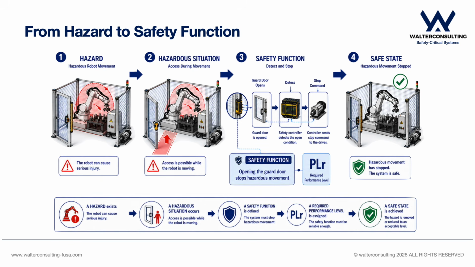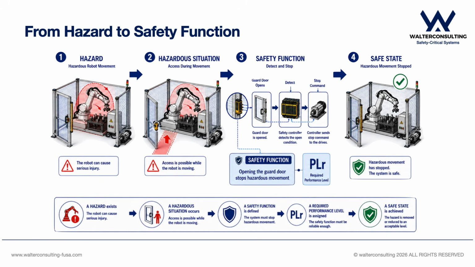To understand this, let's continue with our robotic cell. The robot can perform fast and powerful movements that may cause serious harm if a person enters the operating area at the wrong time. The hazardous movement itself represents a source of potential harm. A hazardous situation can arise when someone gains access to the protected area while this movement is still possible. One way to reduce this risk is to install a physical guard with an interlocked access door. But the guard door alone does not create the complete safety function. The control system must detect when the door is opened and react appropriately.